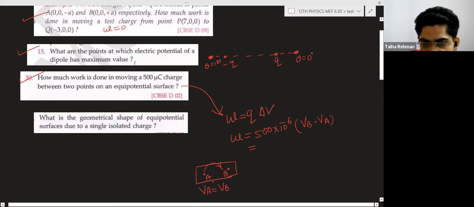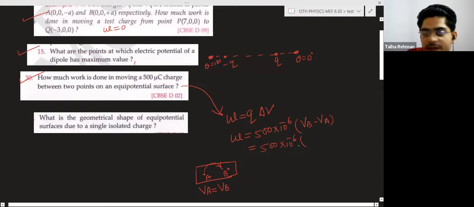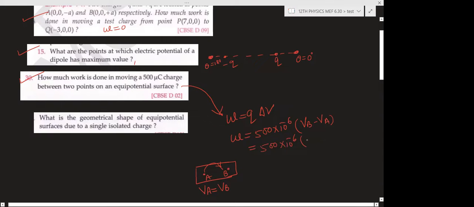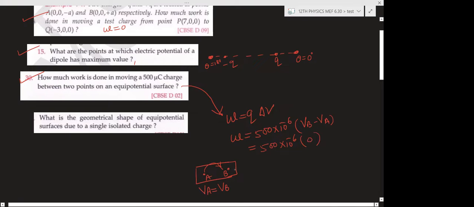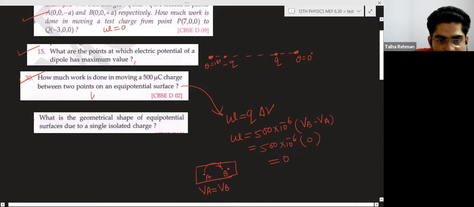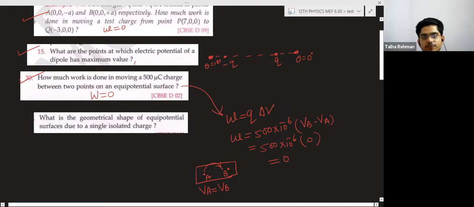So it means the potential is not changing. Means delta V is 0. Yes, I am saying change in potential, it will be 0. These have the same value, so VB minus VA is equal to 0. So we can say the answer is work done equal to 0. See, these are very easy questions, except question number 1.